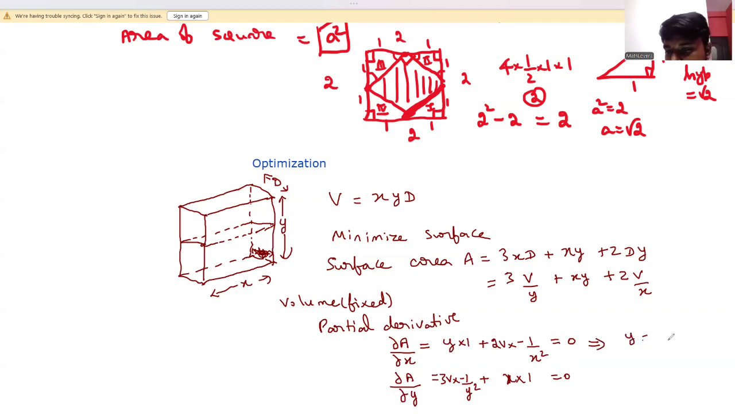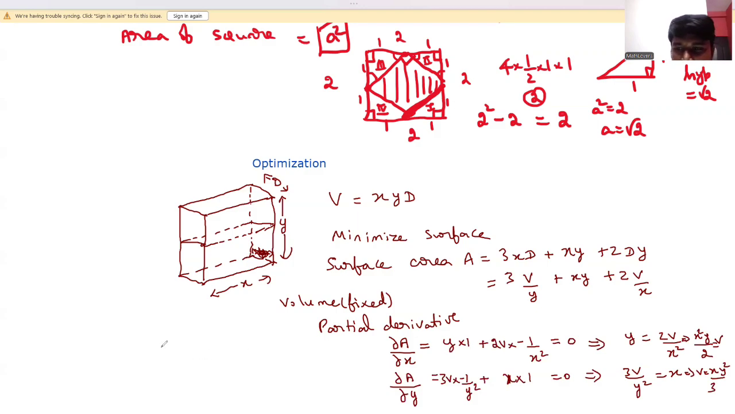So this gives us y equal to 2v by x square, and this gives us 3v by y square equal to x. Hope you understand. Now in between both of them, what is common is v. We can utilize that idea. So x square y by 2 is equal to v from the first equation. From the second equation, I'm getting v equal to xy square by 3.